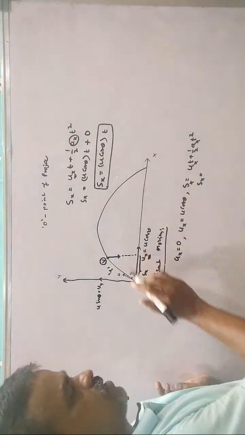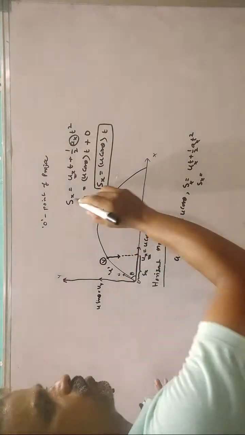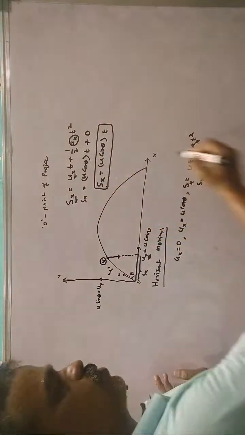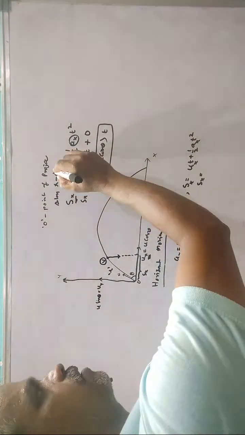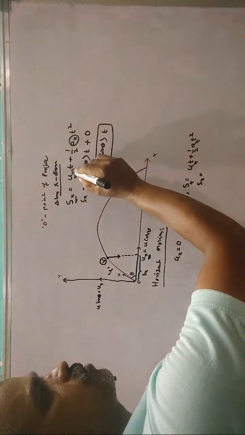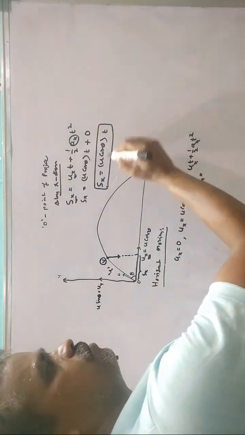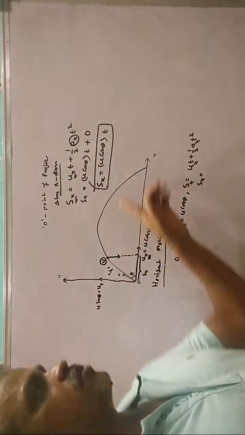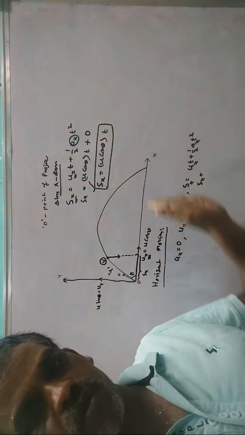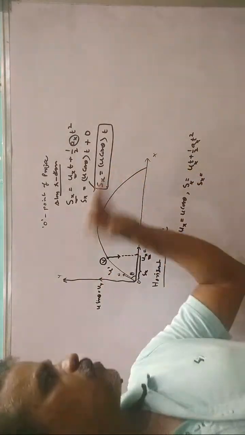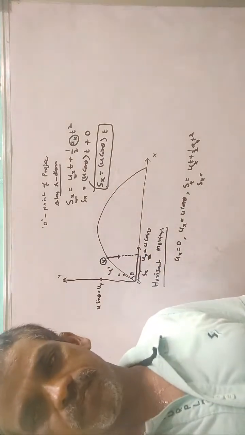So the body covered a distance along the x direction, along the horizontal direction. We did it like this: s is equal to ut plus half at square along the x direction, along the x-axis. So sx equal to ux into t plus half ax into t square, sx equals u cos theta into t. This is the horizontal displacement covered by the body when the body is projected obliquely. Obliquely means it should make angle theta with the horizontal.